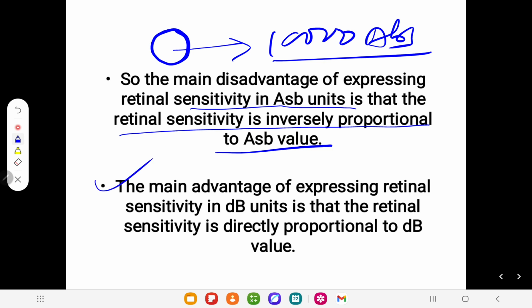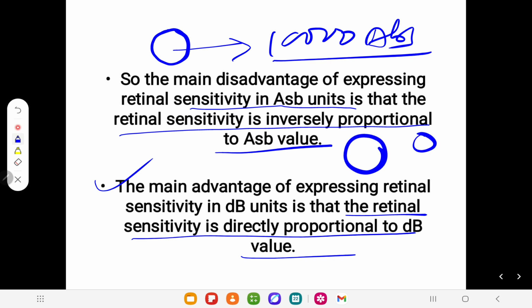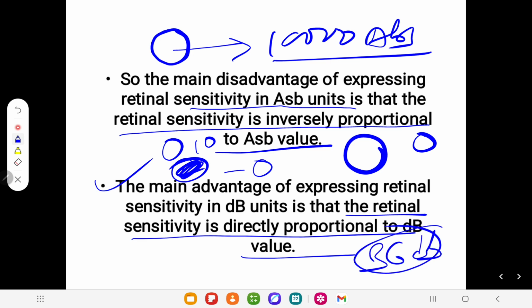But the main advantage of expressing retinal sensitivity in decibel unit is that retinal sensitivity is directly proportional to the decibel value. So if you know optic disc, it's 0 because it's dead. Relative scotoma maybe 10, absolute scotoma then it's 0. Isn't it beneficial? Sometimes you see 30 decibel and think, wow, that's good sensitivity. Definitely for the macula, 37, 30, 36, isn't it? So that's the main advantage of why you use the decibel unit.